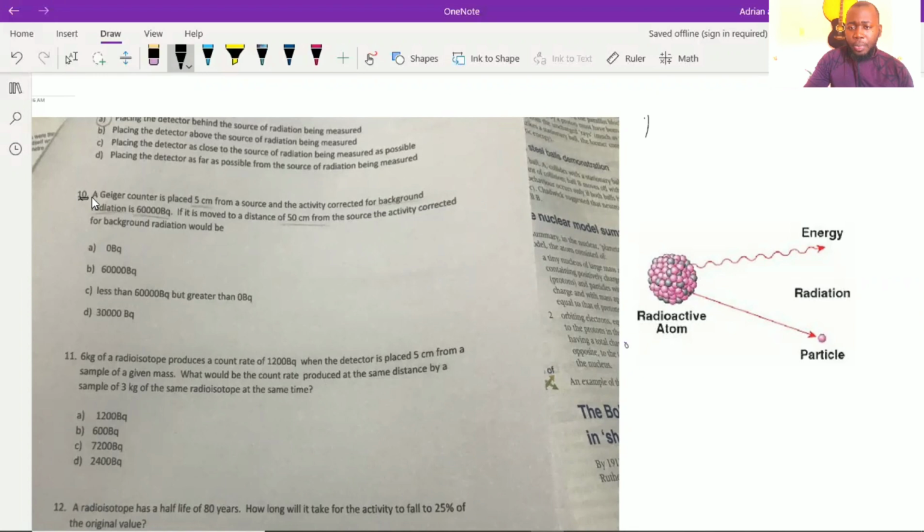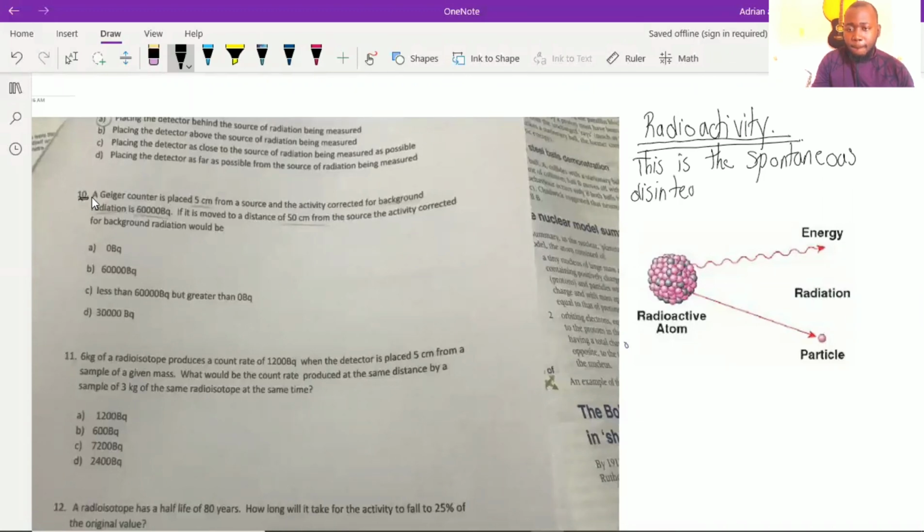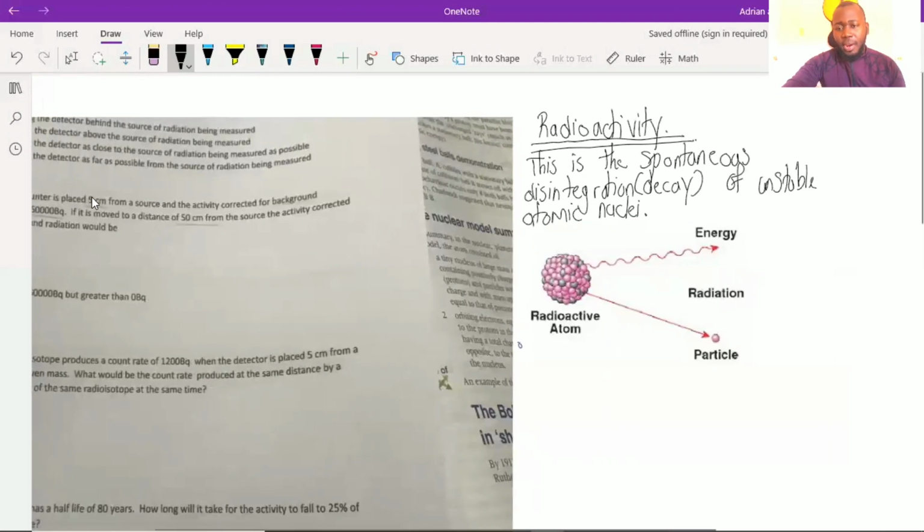Right. So to approach this particular question, we have to be familiar with a few key terms. And the first one, of course, has to be radioactivity. What is it? I think most of you are familiar with this. It's pretty simple. Radioactivity is the spontaneous disintegration. Another word for disintegration is decay or breakdown of unstable atomic nuclei.